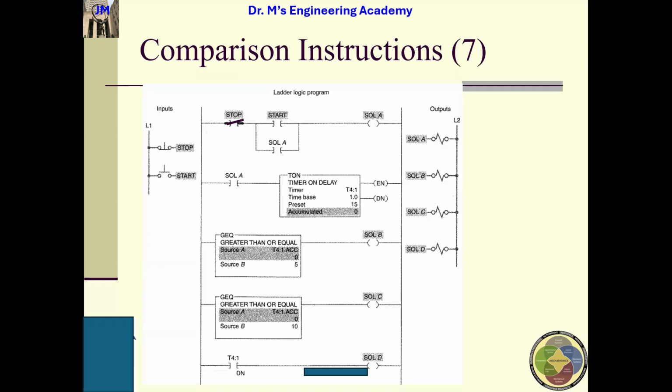You can see, after 5 seconds, I energize solenoid B. After 10 seconds, I energize solenoid C. After 15 seconds, I energize solenoid D. I can control these 4 solenoids one by one, and these 4 will be turned on with a time interval of 5 seconds. First, I turn this on, second, I turn this on, third, I turn this on, and finally, when the timer is done, I turn on solenoid D.